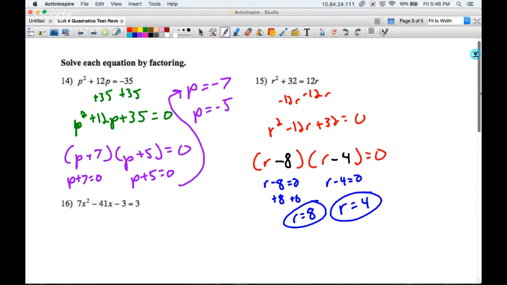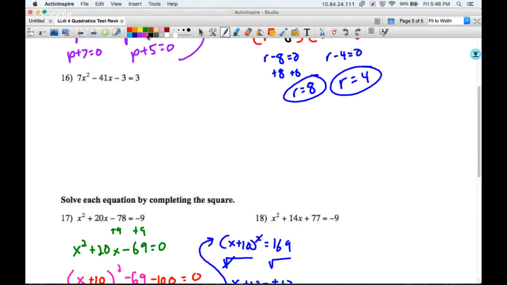All right, number 16. I'm sure there's people excited to see number 16 because this is our factoring by grouping example. First thing I'm going to do is get it into that standard form that we've been using. By subtracting 3 from both sides, I get 7x squared minus 41x minus 6 equals 0. Now I want to split that 41. Well, first thing is I recognize that these three numbers do not have any common factors.